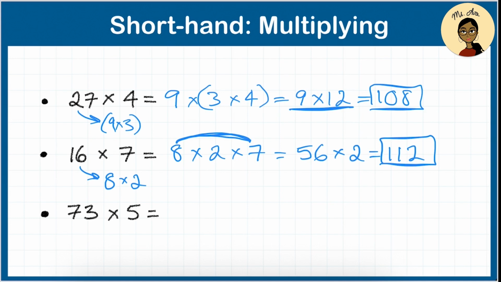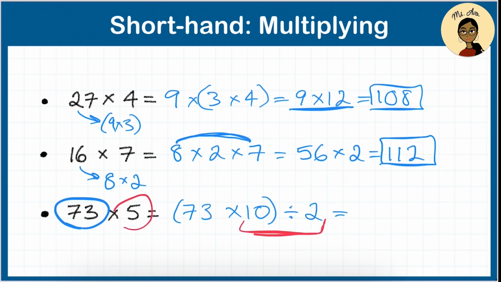And then the last multiplying trick that I have here is anytime you see multiplying by 5, what I do is I'll do this one times 10. So I'll do 73 times 10, and then I just divide that answer by 2, since I know that 10 divided by 2 is the same thing as 5. So what's the 73 times 10 going to be? That is 730. Good, 730.